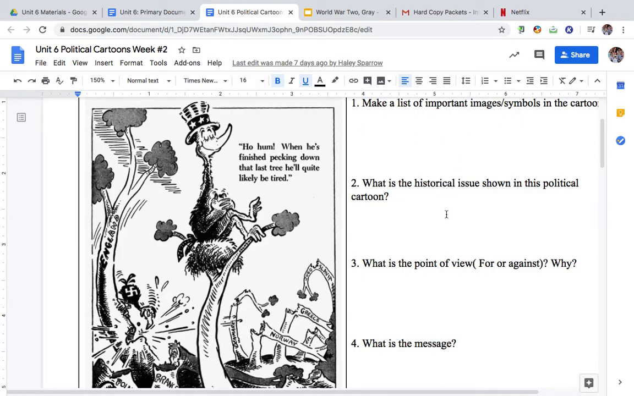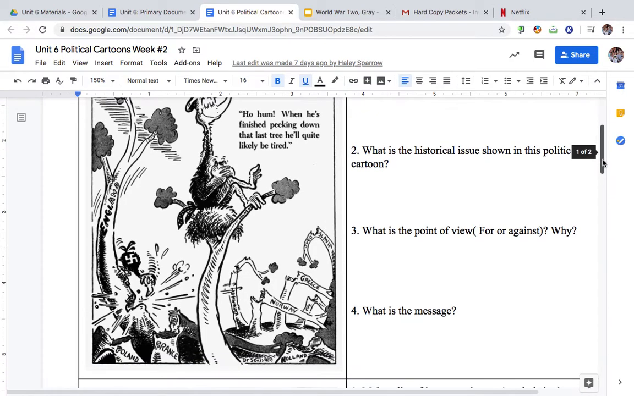What's the historical issue? For this, what I want you to really narrow down on is what vocab term could fit. This is not talking about any particular event, so you have a wide variety of things that you can do. Once you pick that event, is it for that event or against that event? And how do you know? With that, make sure that you are using support from the cartoon, not taking anything from the notes or outside. This is just based on what the cartoon is saying.